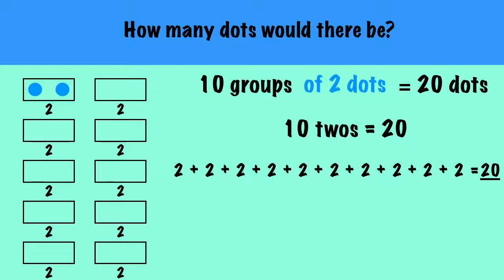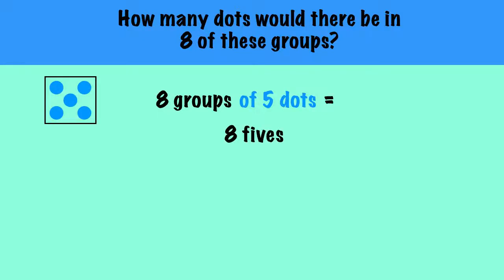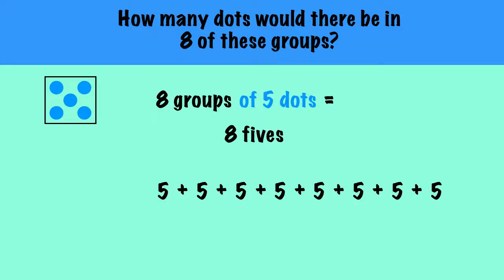Now here's your last challenge. I'm not even going to show you the actual groups here, but how many dots would there be in 8 of these groups? Well, you might have realized that this was asking for 8 groups, and the picture showed us that each group has 5 dots in it. To figure out what this equals, we could find the total of 8 5s. We could do 1 5 plus a second 5 plus a third, a fourth, a fifth, a sixth, a seventh, and an eighth. 8 5s.